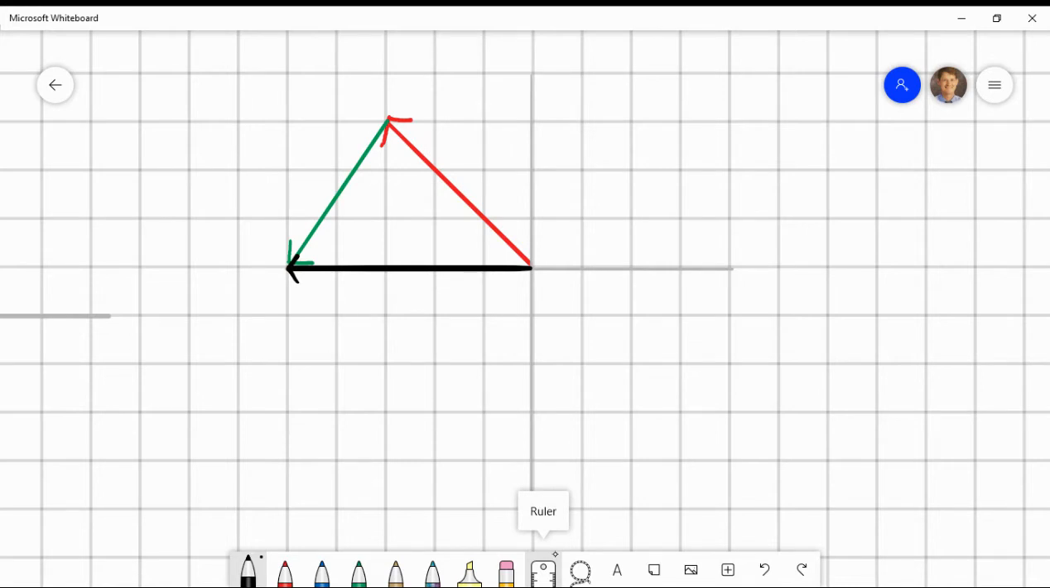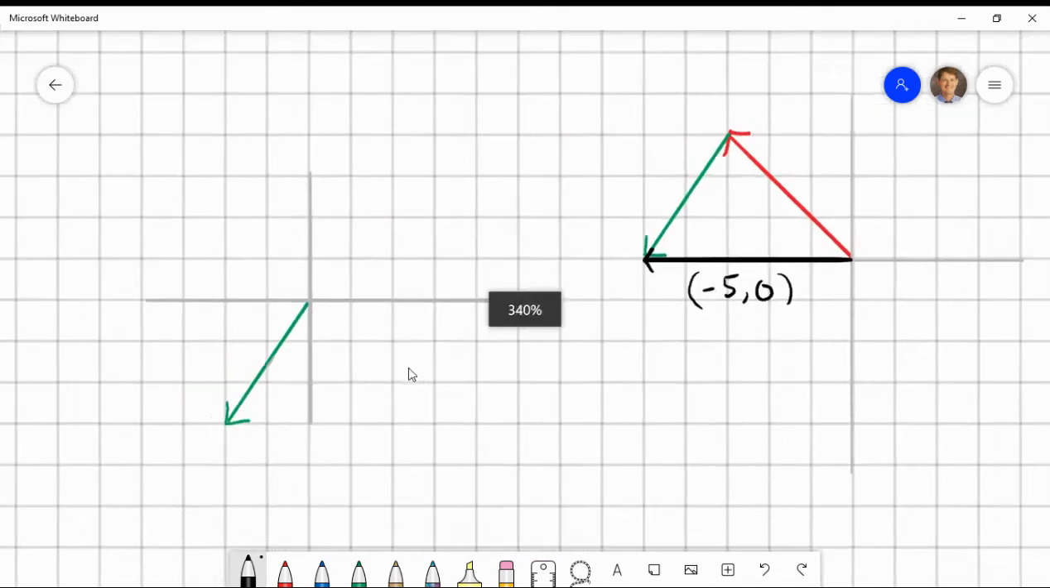And the components of the resultant vector, well, I've got nothing in y, so I just have what? 1, 2, 3, 4, 5, negative 5, 0. There's the location of the tip of the last vector, right?